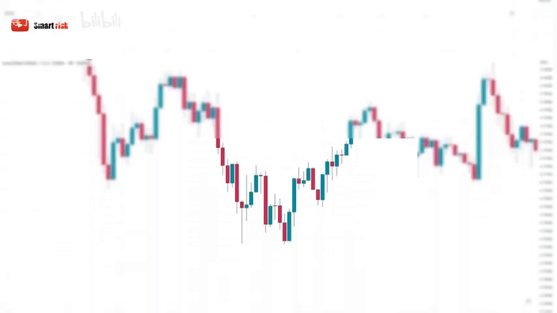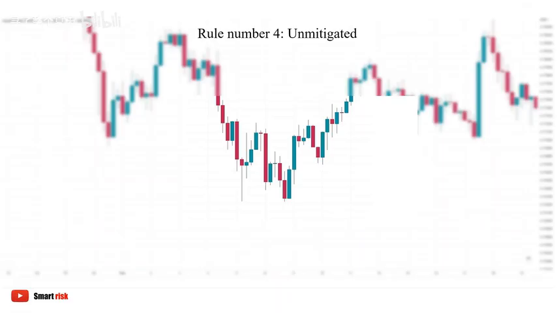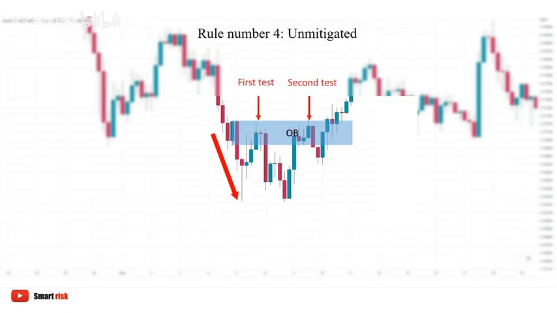Let's talk about the last rule, which is so simple. The order block must be unmitigated. Order blocks are one-time use, so if the price has reacted to an order block before, we won't consider placing a trade on it. Therefore, the order block must be unmitigated.